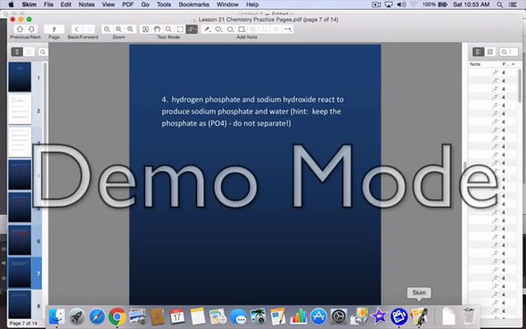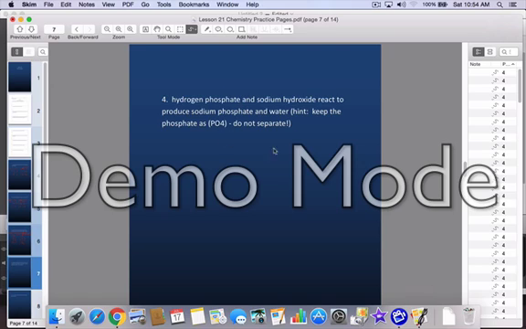Okay, let's look at the fourth problem next. This one says hydrogen phosphate and sodium hydroxide react to produce sodium phosphate and water. Then it says hint, keep the phosphate as PO4. Do not separate. What that means is, like in that last problem, if we kept the sulfates together, we could count them as one unit and not have to be counting sulfurs and oxygen. In this case, counting phosphoruses and oxygen atoms.